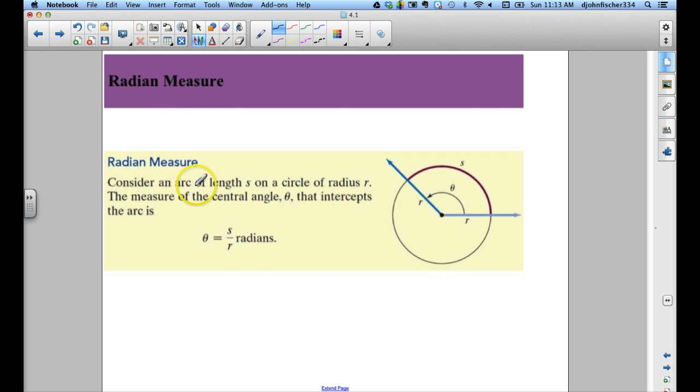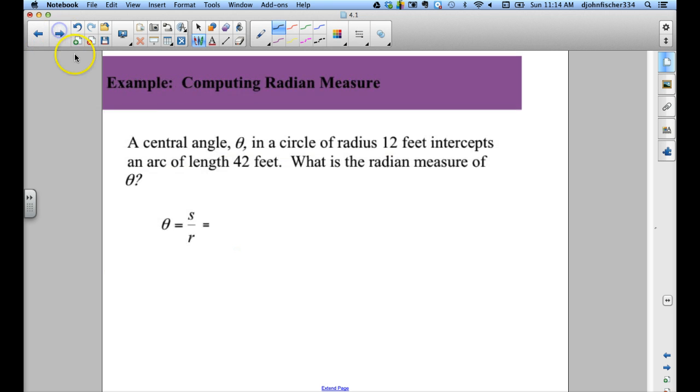So consider an arc length of length s, and the circle radius r. The measure of the central angle theta that intercepts the arc is theta equals s over r. So s divided by r is my radian measure. Take your arc length divided by your radius, it gives me a radian measure.